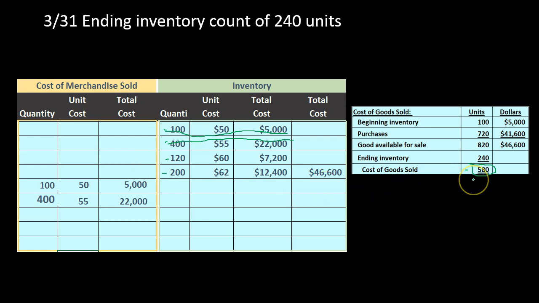Well, we got 580 is what we needed, minus 400 and 100, or 500. That means we had 80 units that we must have sold at this layer. So we had 80 units that we sold at $60. And that's going to give us 4,800. So this is going to be the layers we had. Of the 580 units, we sold 100 of them at $50, 400 at $55, 80 at $60. That's the assumption we have.